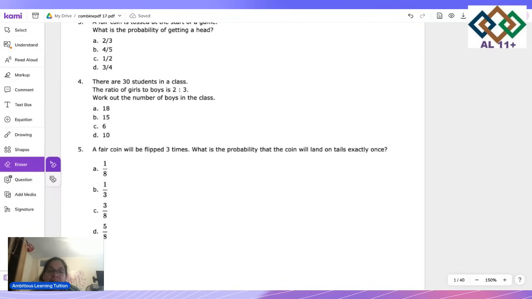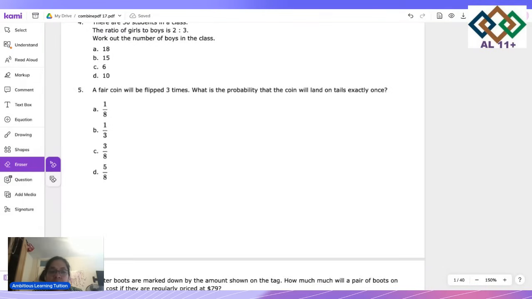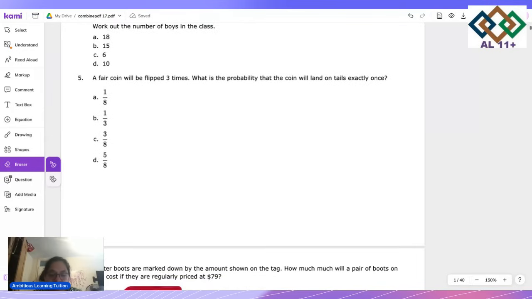And then you have something for percentage. It's like there are 30 students in a class. The ratio of girls to boys is 2 to 3. This is a very common one. This also normally comes. You have to work out the number of boys in the class. And then you have a fair coin that will be flipped 3 times. What is the probability of the coin landing on tails?